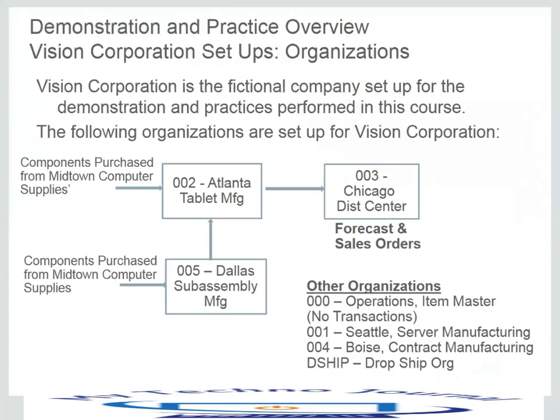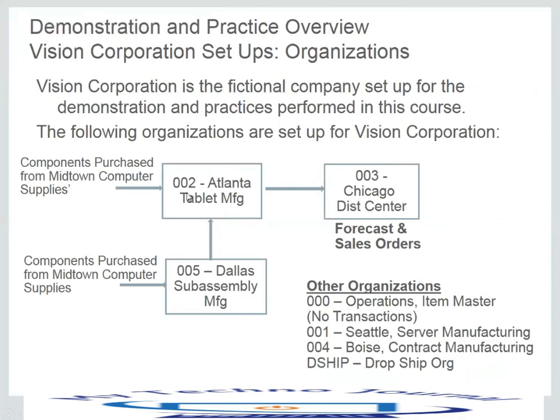Now in this entire course or workshop, we have certain data which we have already created in the system, which we'll be using for our basic demos. So what we have done is, we have defined certain organizations, and 003 is the organization code, with the name Chicago Distribution Center, wherein you will see all your forecast and sales orders. This is where your demands will be.